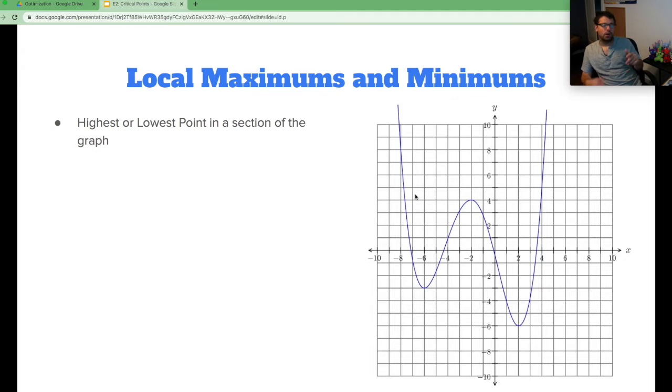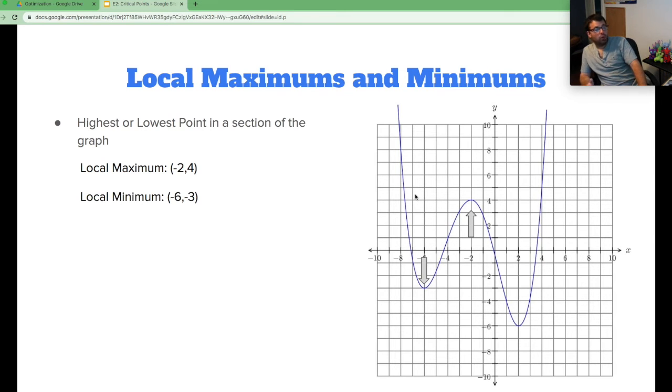Local maxes and mins are a little bit different. These are the highest or lowest points in a section of the graph. So if we start off with this point in the middle of our graph, what we see is that it's the highest point around in that area. So the local maximum is at -2, 4. Then to the left of that, we get a local minimum at -6, -3. At that section, in between these two areas, that is the lowest point there is. So that is a local minimum at -6, -3.